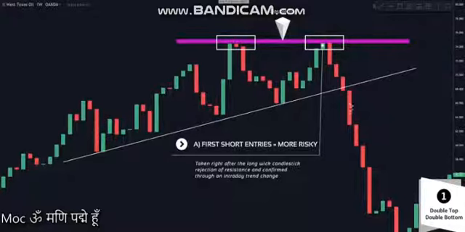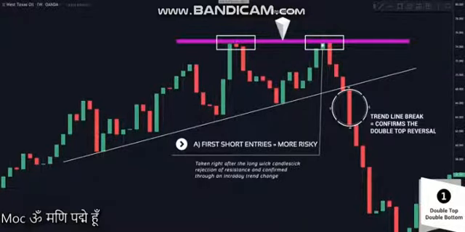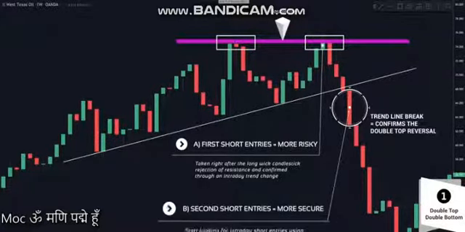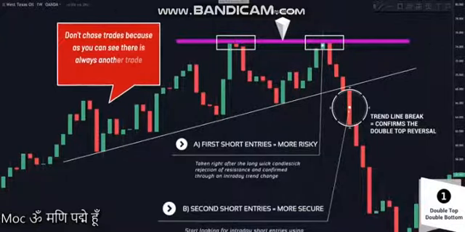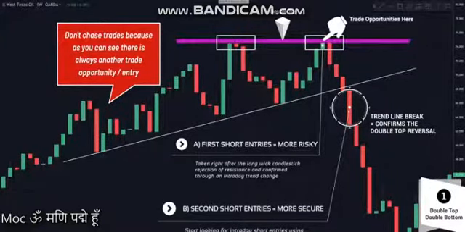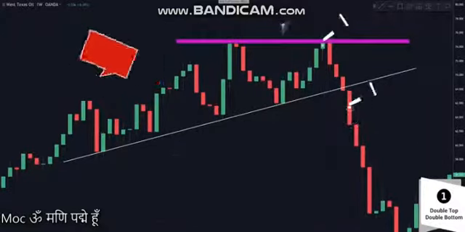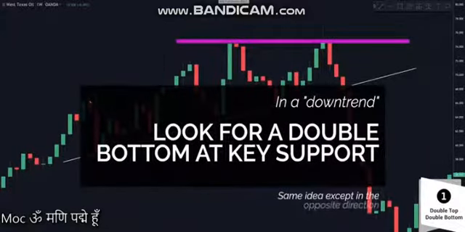But for more secure traders, what you can do is wait for the trendline break to confirm that the uptrend is over. This is also a good example of why you should never chase trades, as you had trade opportunities right at the double top, but also had opportunities to enter through a breakout strategy after the trendline break. Now, if this were a downtrend, you would look for a double bottom.